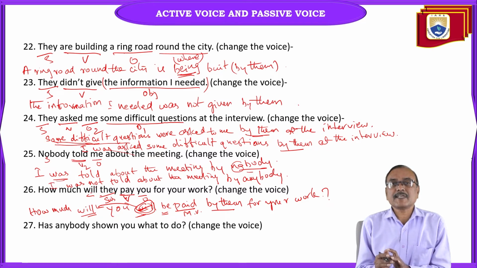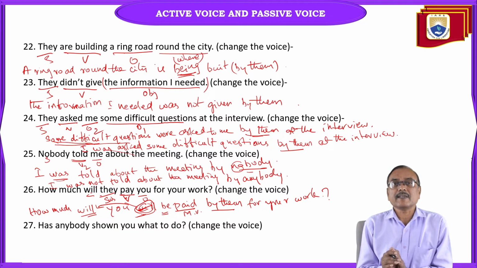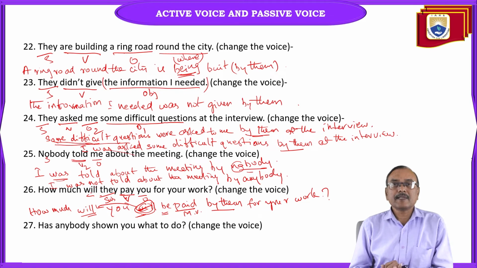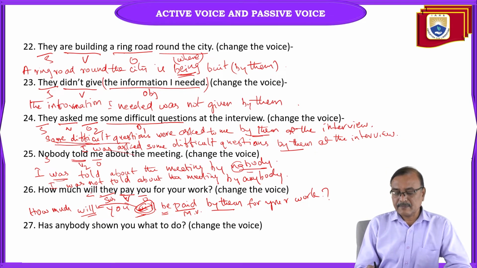Next, since it is future tense, the passive helping verb is be. How much will you be? Then V3 form, paid by them for your work. How much will you be paid for your work? By them is not essential.